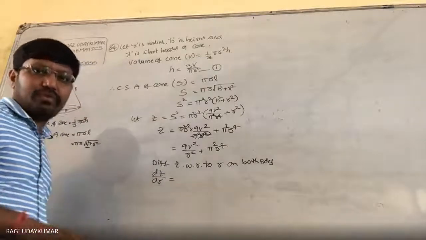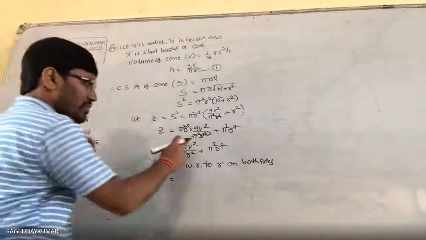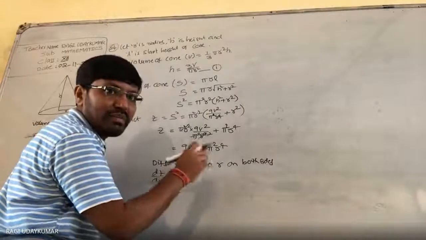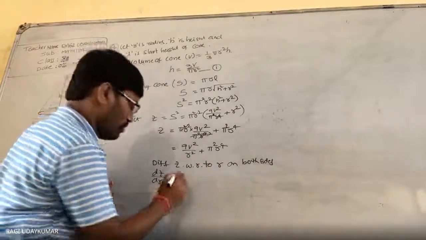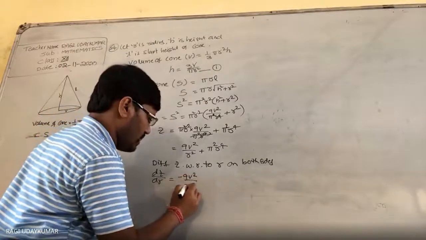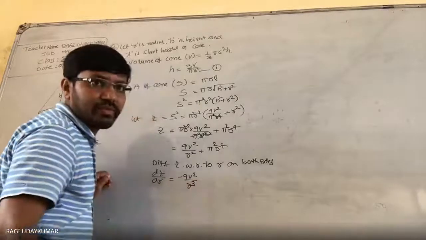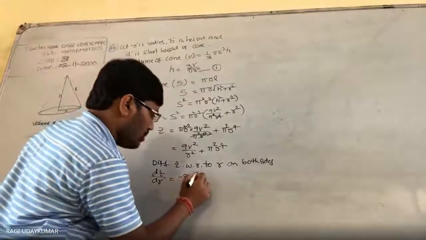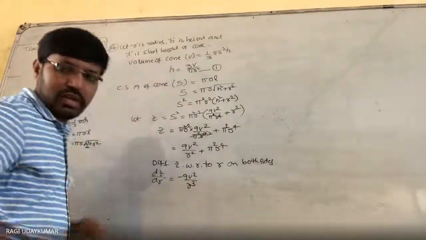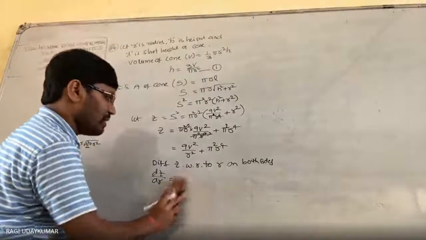It is a little easier if you do it like this: dz by dr. Differentiating this with respect to r, the derivative of 1 by r square is minus 2 by r cube. If you get confused, you can write it like this also.